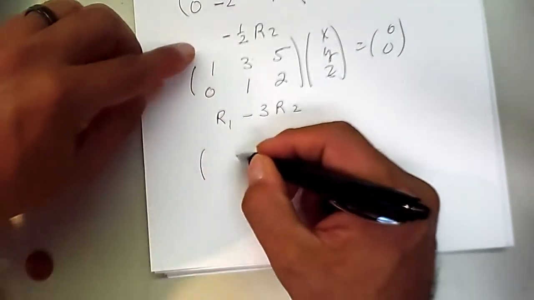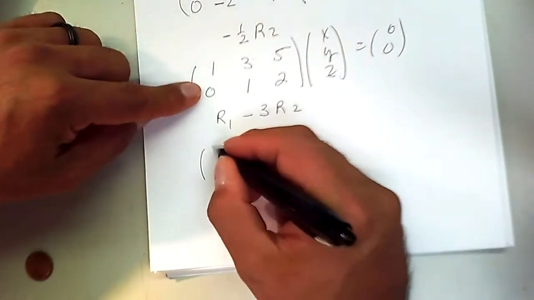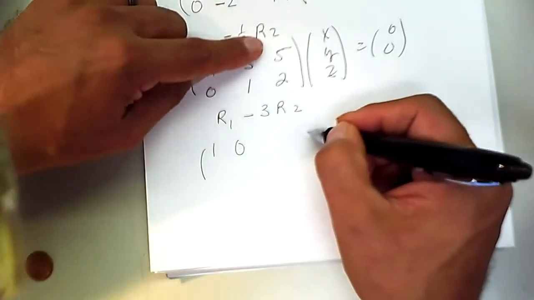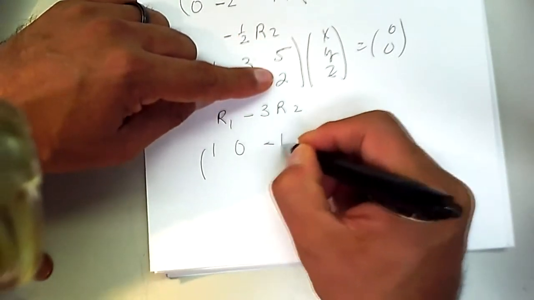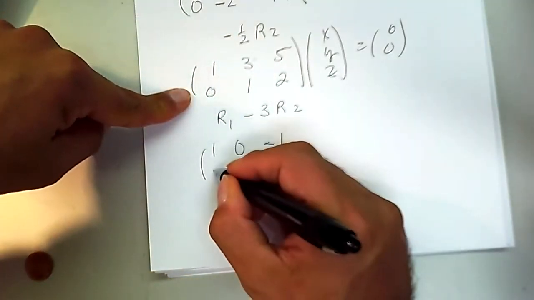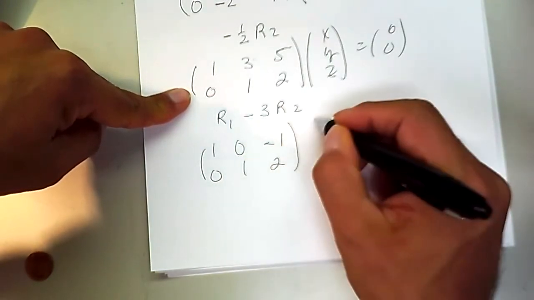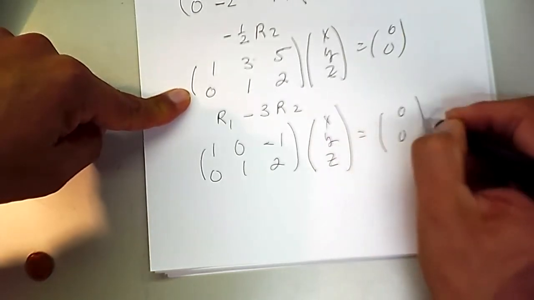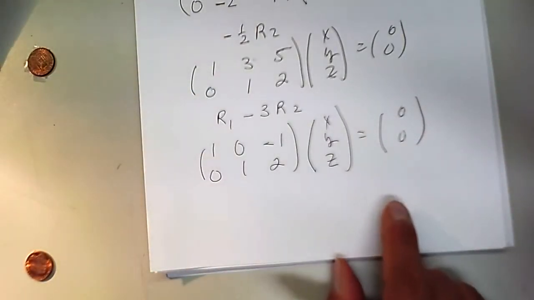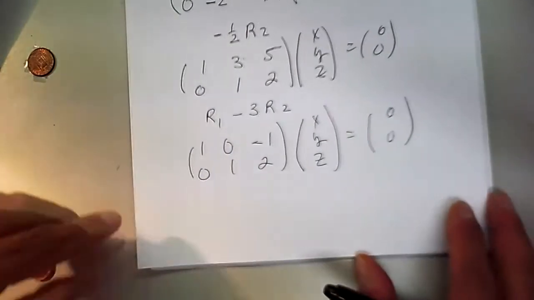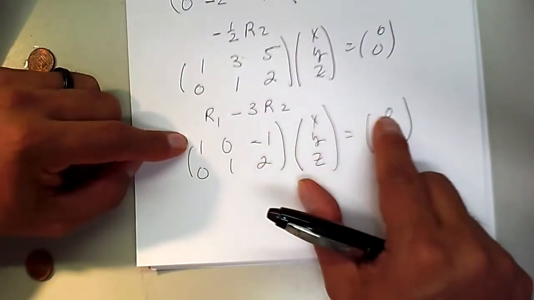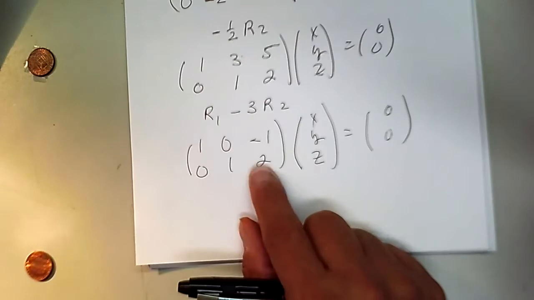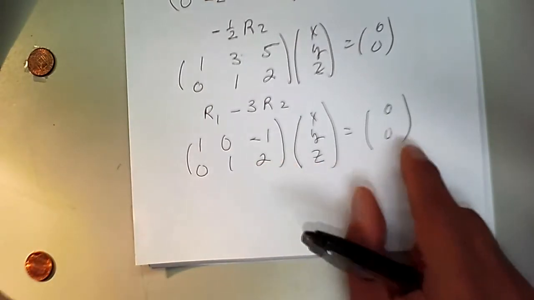All right, so 1 minus 3 zeros, still 1. 3 minus 3 ones, 0. 5 minus 3 twos, negative 1. And then we still have 0, 1, 2, times x, y, z equals 0, 0. And this is as simple as we can get. What this is saying is that x minus z is 0, and y plus 2z equals 0. Let's write that down for a moment.